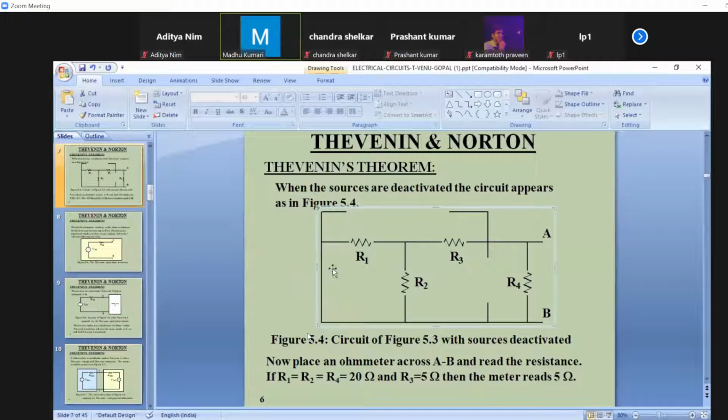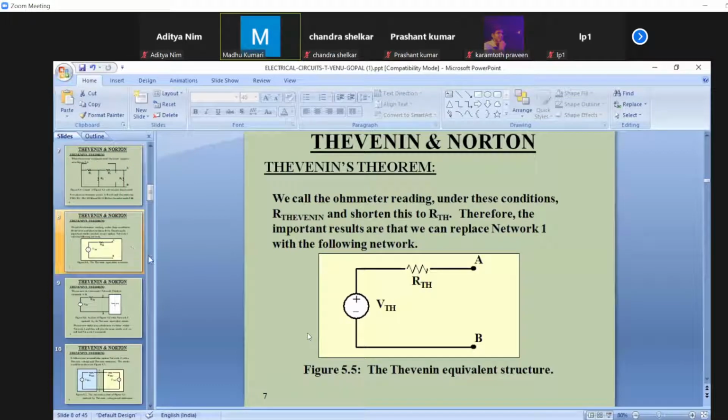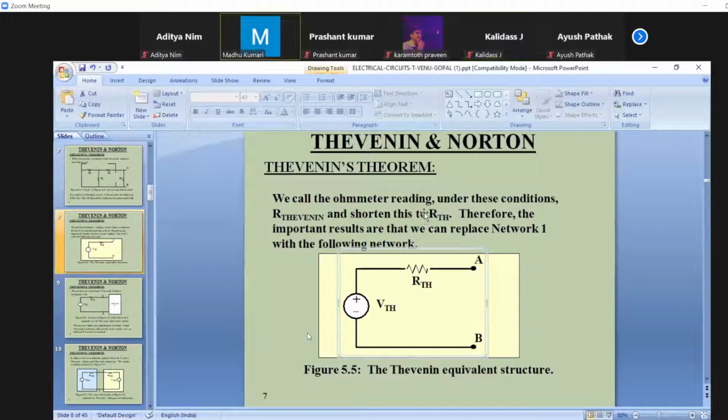Now, come to the second slide. Here, this is V Thevenin and this is R Thevenin. Now, how can you calculate R Thevenin? You calculate R Thevenin by open circuiting the current source and short circuiting the voltage source, and then calculating the equivalent resistance of the network.